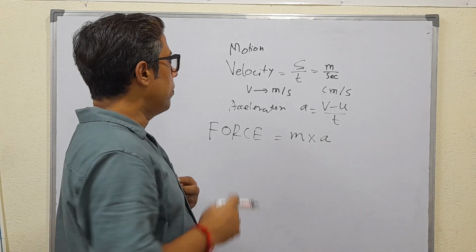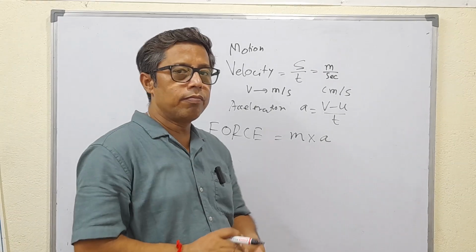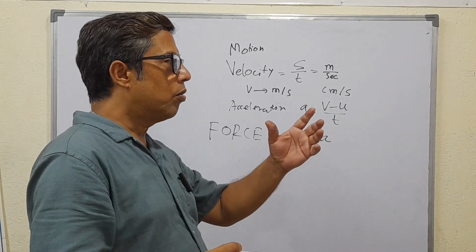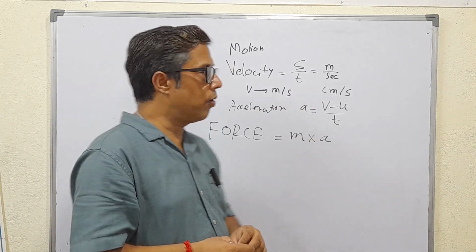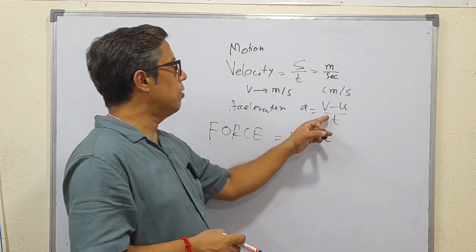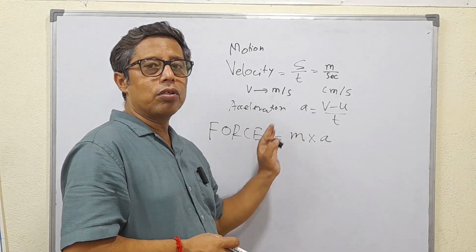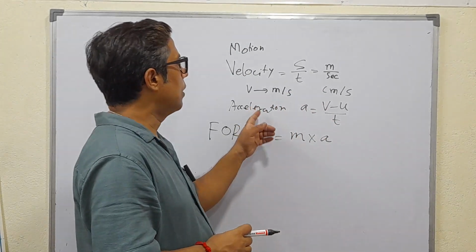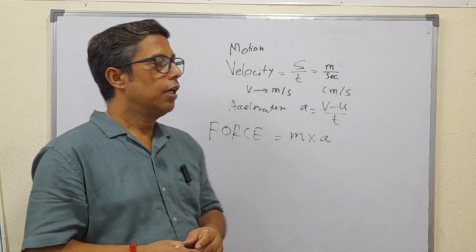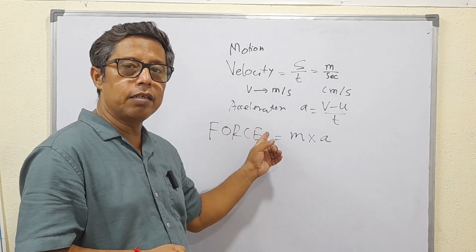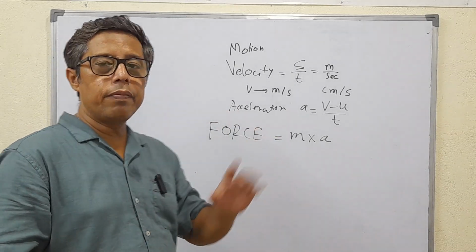Whenever we apply force, let's say in football, we are kicking the football, there is a change in velocity of the football. Change in velocity with certain time represents the acceleration. So force causes acceleration and acceleration causes change of velocity. These are all vector quantities. Velocity is a vector quantity, acceleration is a vector quantity, force is a vector quantity.